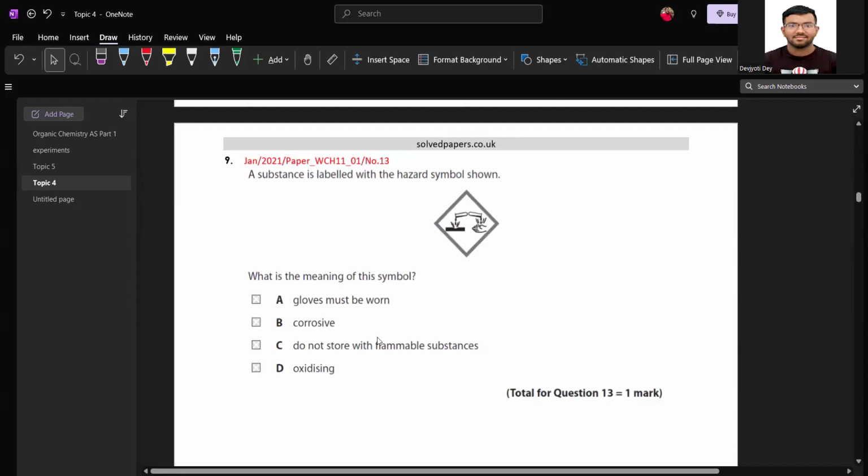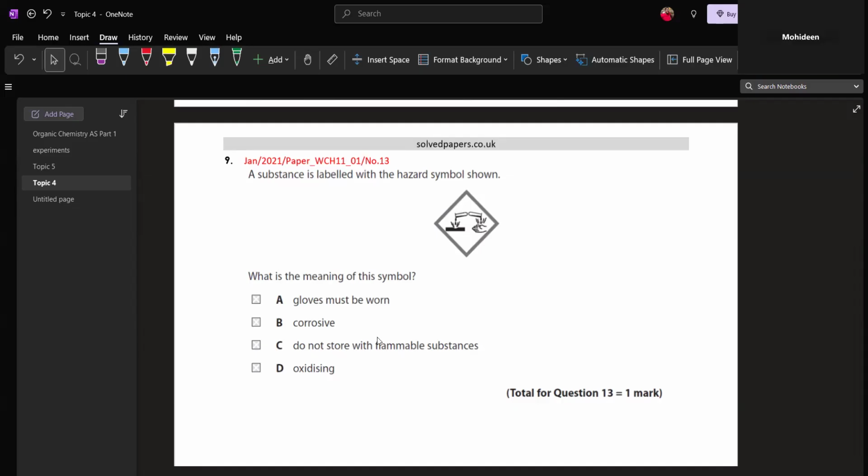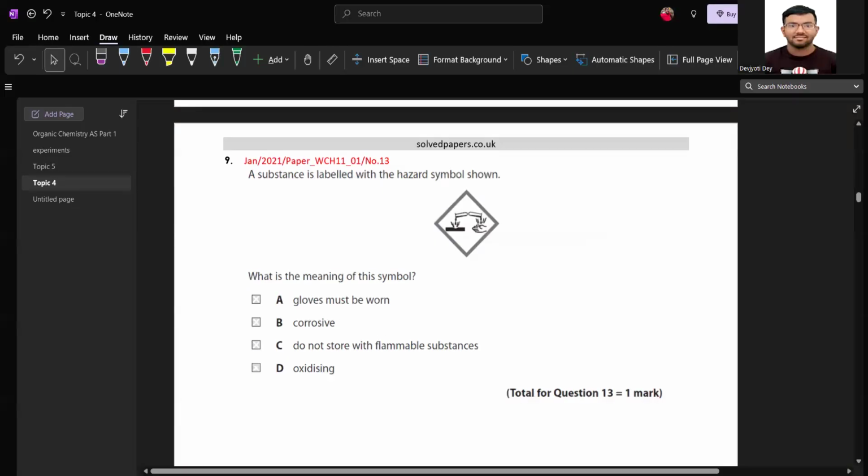A substance is labeled with the hazard symbol shown. What is the meaning of this symbol? Yesterday I showed this to Mohideen. Can you please tell me what the answer is? B. B. Exactly. B is the correct answer.